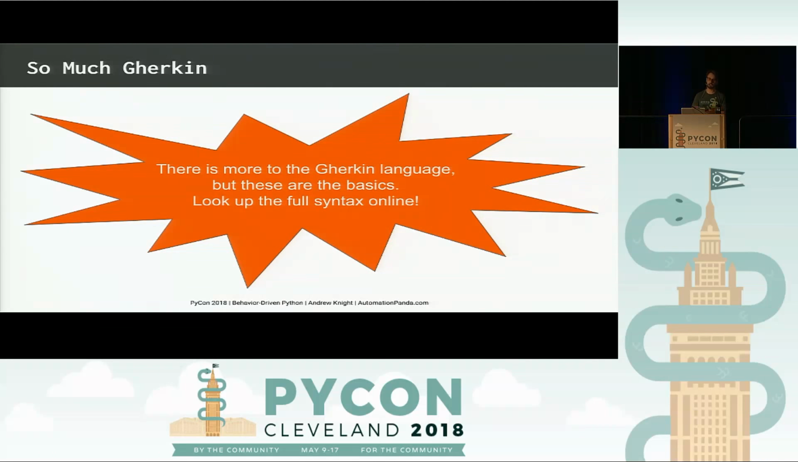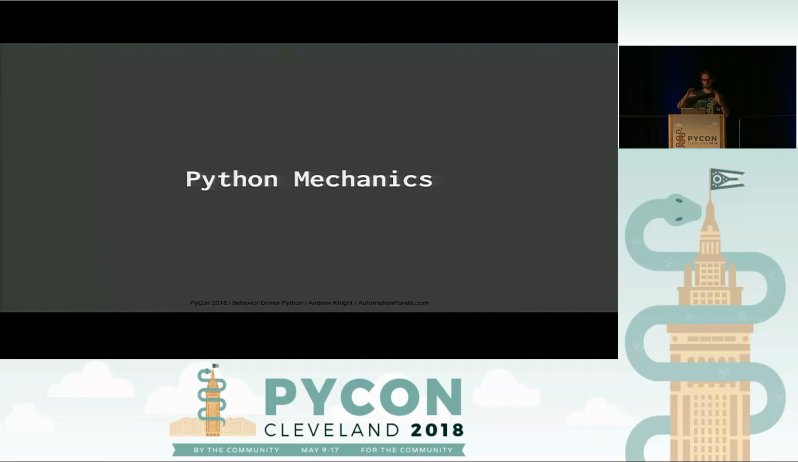There's more to the Gherkin language. It's not that much more, but there are some additional things like comments and step tables and lengthy strings you can add. I recommend going to look up all that stuff online after the talk, but what we've learned so far is good enough to keep going. So now that we know how the Gherkin layer works with our given when then scenarios, let's take a step down to the lower level and look how the Python mechanics work.